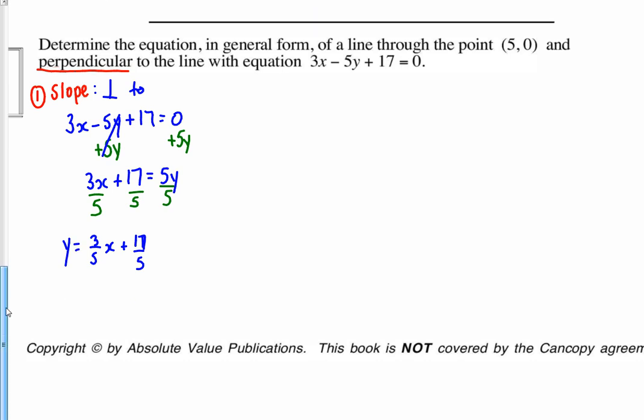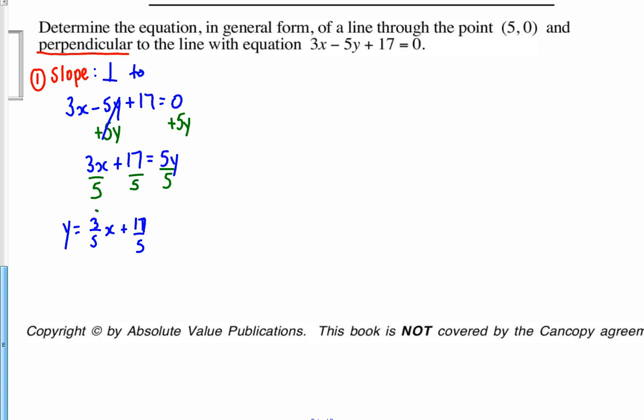Okay, so what if the slope here is 3 over 5? What's our slope? The perpendicular. Negative 5 over 3. Yes. Negative 5 over 3. Okay, so that's our first step.